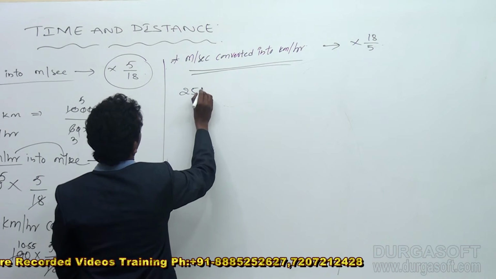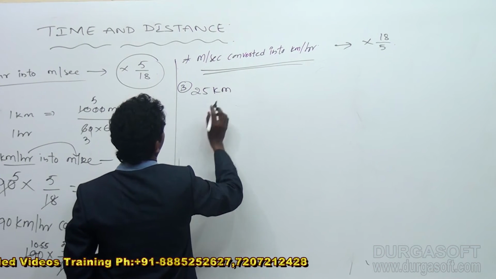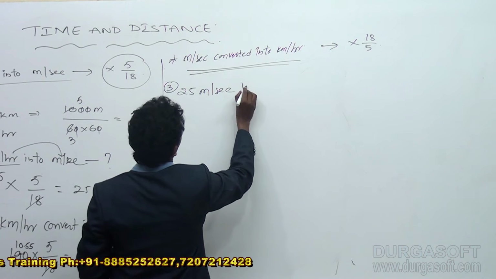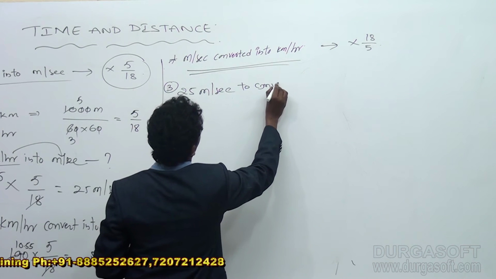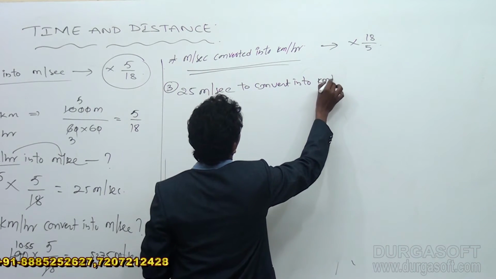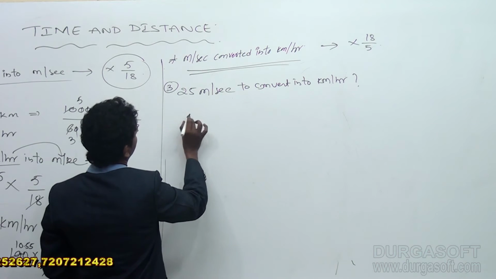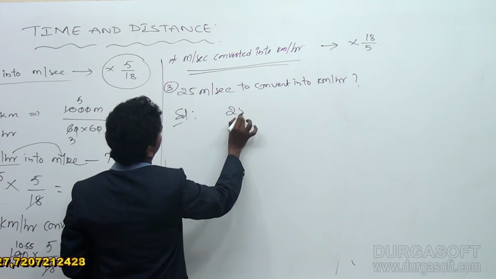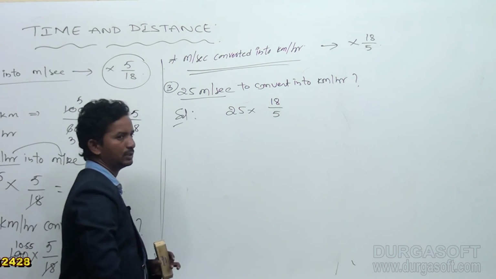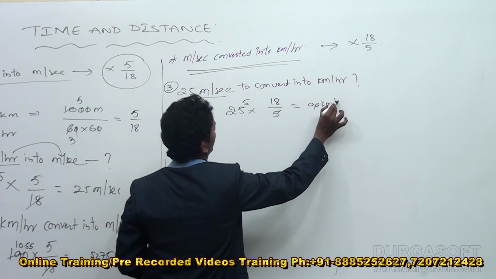Now the third problem is: convert 25 meter per second into kilometer per hour. Here the solution part: 25 meter per second is given, so to kilometer per hour is multiplying by 18 by 5. So 5 ones are 5, 5 fives are 25, which gives 90 kilometer per hour.